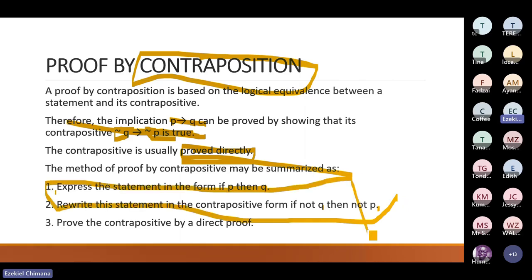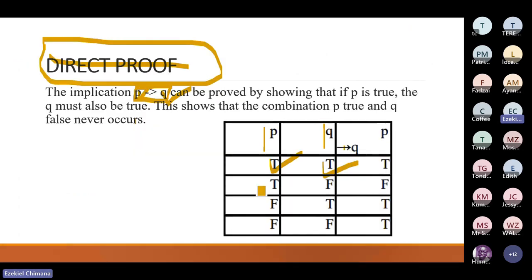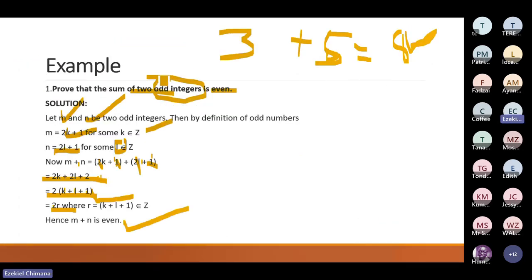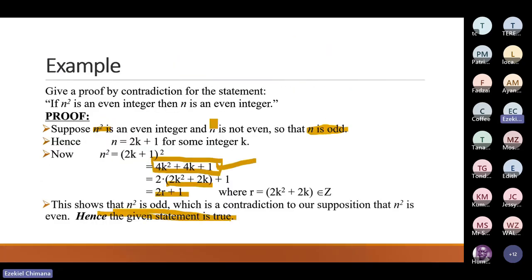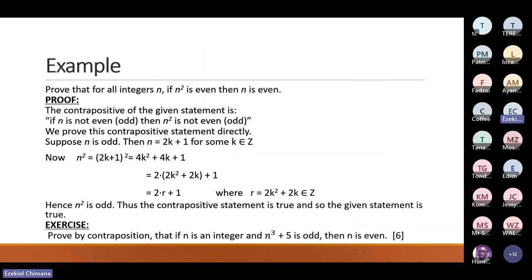After that, direct proof. So on proof by contraposition, this one is the example. Prove that for all integers n, if n squared is even, then n is even. So if we have that example.